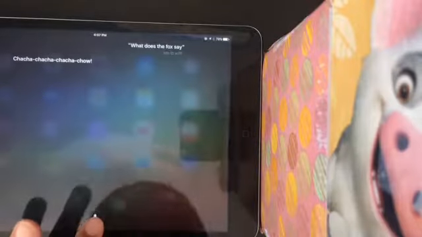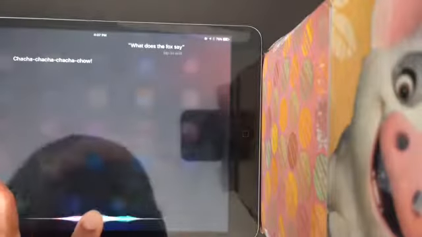What does the fox say? Cha cha cha cha cha cha cha. What does the fox say? Ring ding ding ding ding ding ding ding. What does the fox say? Cha cha cha cha cha cha cha. What does the fox say? Frappy cacka cacka cacka cow. I've never heard of this before, but.